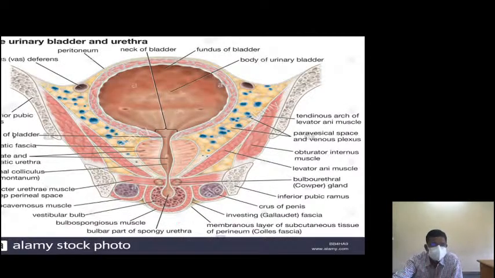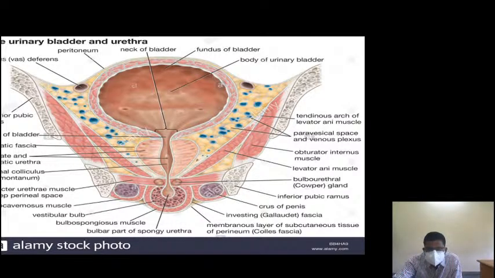Next one we will see. The previous slide which I have shown was only a sagittal view of the prostate gland. But if you take a coronal section at the level of the prostate gland, you can see the clear prostate gland with the prostatic urethra, and on either side of the prostate you can see one important muscle.